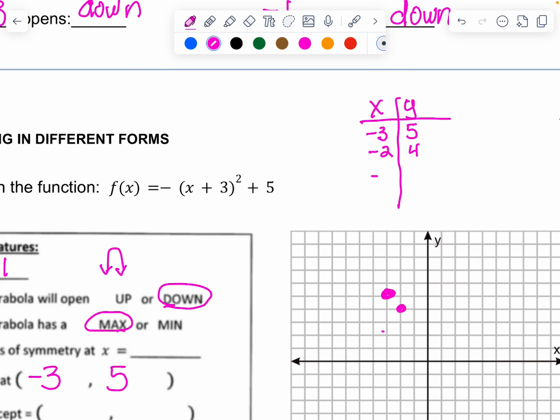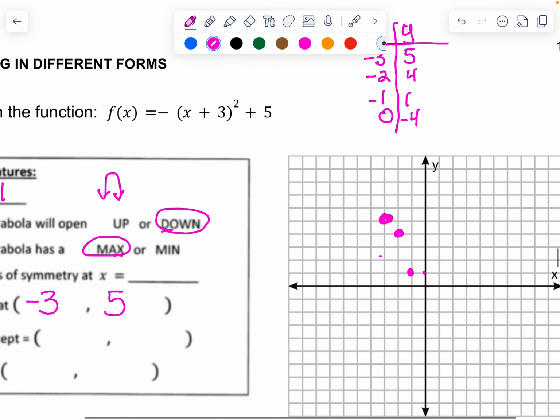Then you have -1, and you have 1. Next, if you plug in 0, you're going to have -4. Okay, that gives you one side of the parabola. Now, you could probably just use symmetry, or you could keep looking at your calculator, but you can get your other points.